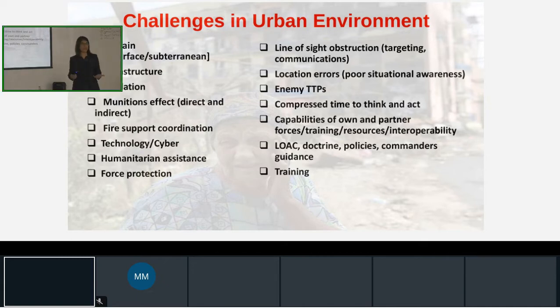doesn't have the same level of approach and understanding of LOAC obligations, but also the challenges to conduct operations in urban areas, thinking about the terrain, infrastructure, population, and what are some good measures to minimize civilian harm. And also training. We still lack, again, based on the research that I've done, and this was mentioned earlier this week, most militaries are not trained sufficiently enough for the urban environment.